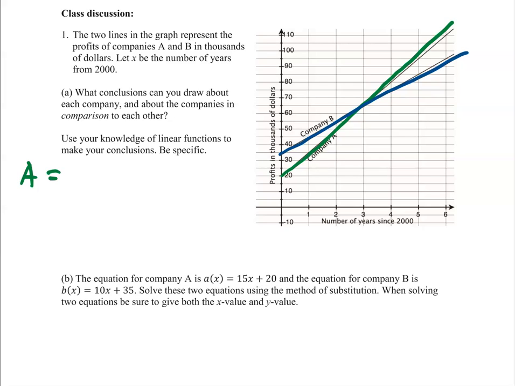So company A, what conclusion can we draw about company A? Your x-axis, that is the number of years since 2000, and your y-axis, that is the profits in thousands of dollars. So we can say that company A in the year 2000, at the beginning, it had a profit of $20,000.